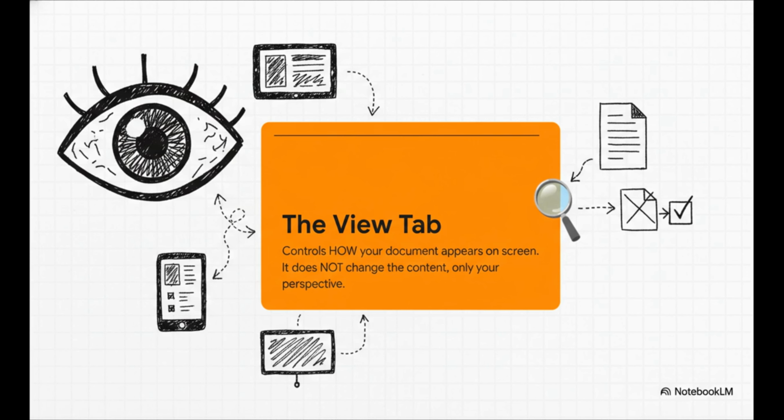And here's the absolute key takeaway. The View tab is your perspective control panel. It does not alter a single word or image in your document. It just changes the lens you're looking through, letting you pick the absolute perfect viewpoint for whatever you're trying to do.